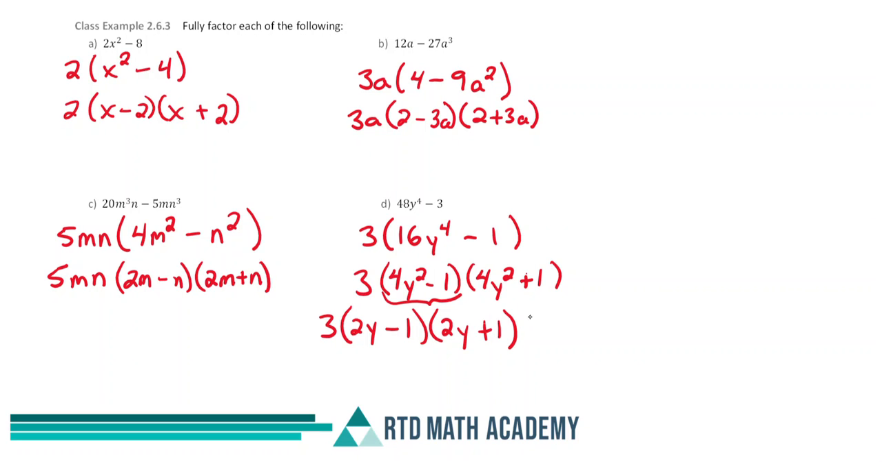And then we still have this last part here, which was 4y squared plus 1. And now none of the rest of these factor, right? Even though this is a difference now, 2 is not a perfect square and y is not a perfect square. So that's as far as we go. And this one isn't subtraction, so we can't factor that.